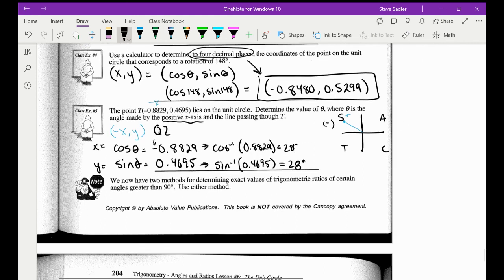So now if we know the reference angle is 28 degrees, then we know that the rotation angle, the one they're looking for, is going to be 180 minus 28 degrees, and we get 152. That one got a little messy, I'm sorry. All right, so now we have 2 methods for determining exact values of trigonometric ratios of certain angles greater than 90. Use either method. Yay.